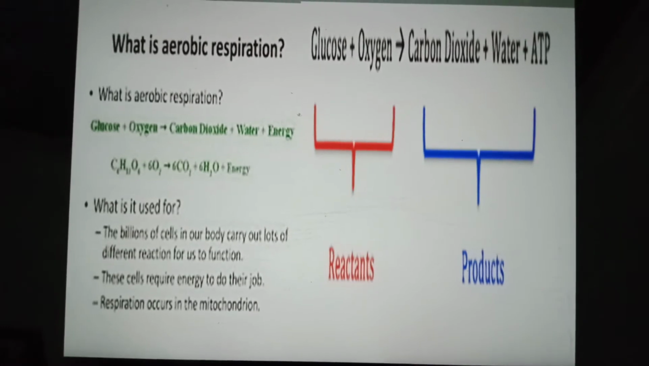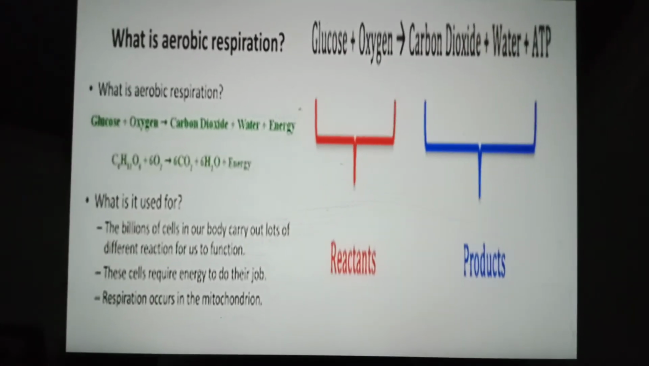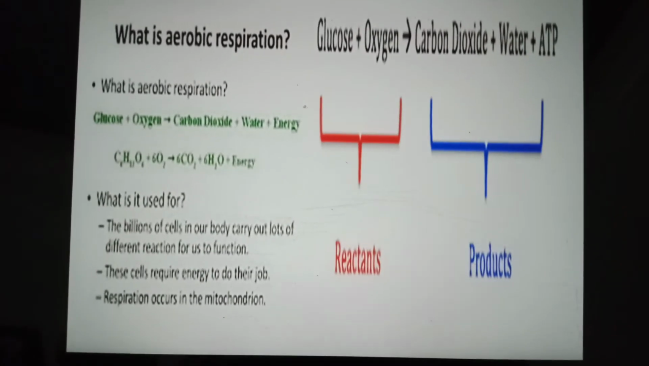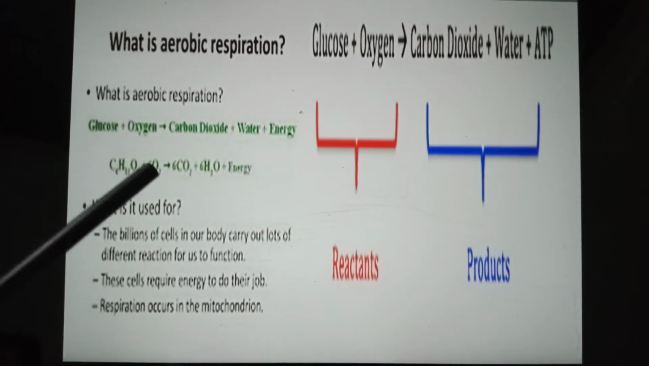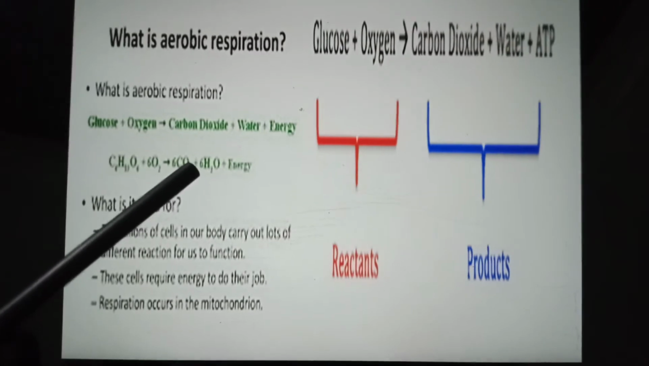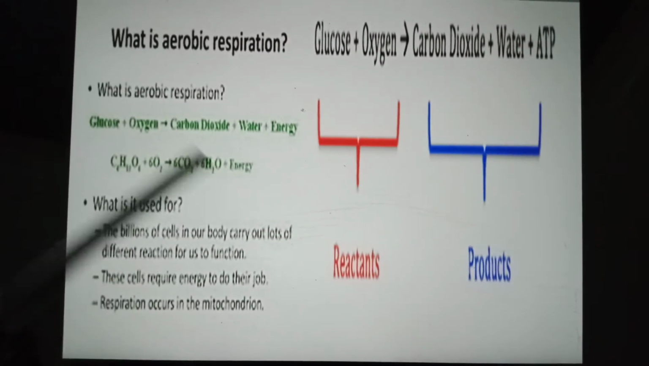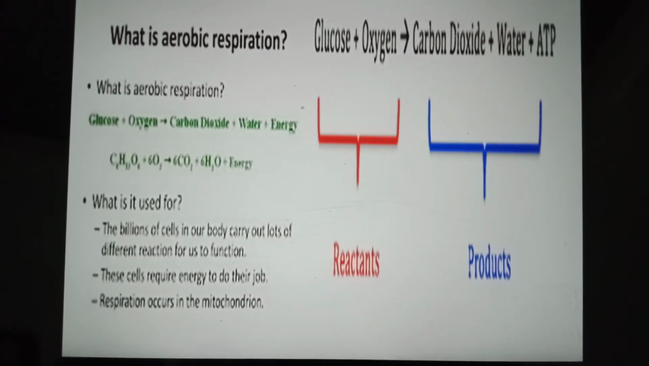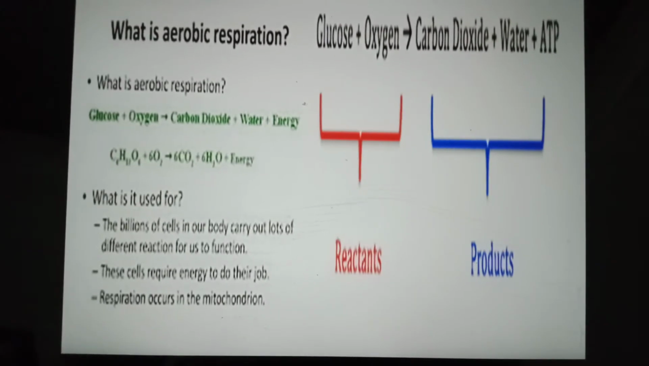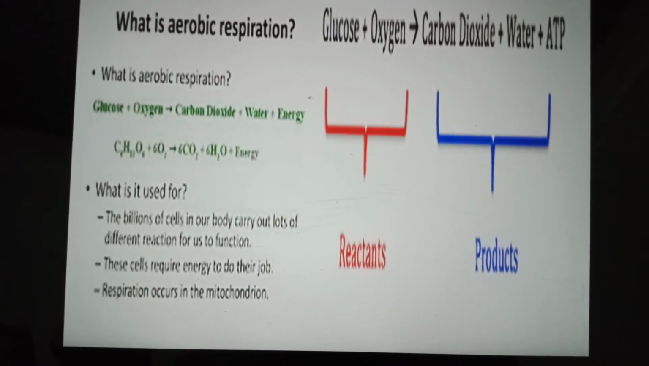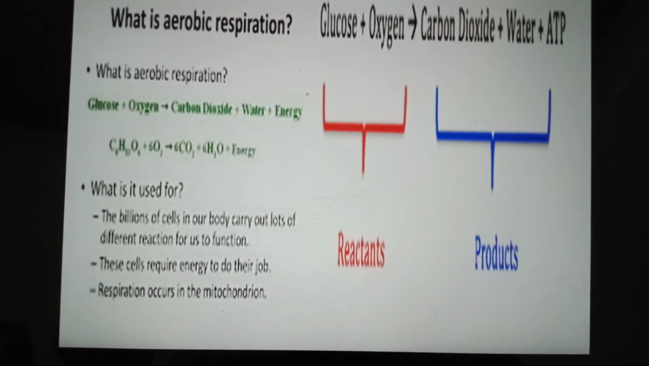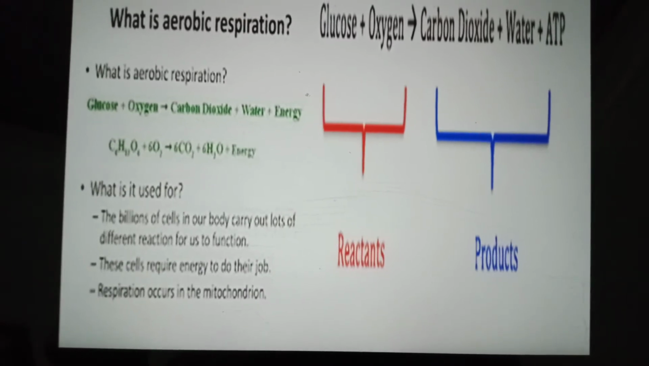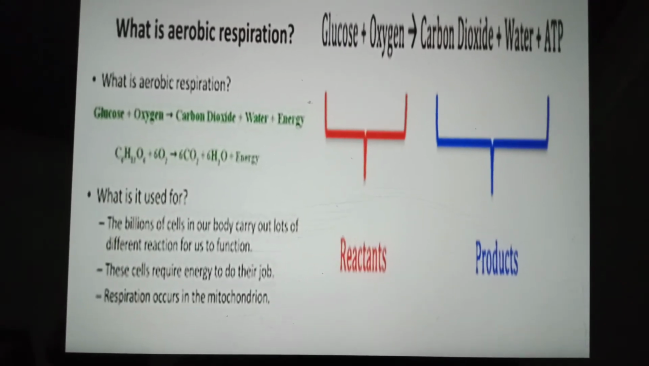and energy is released. So the word equation would be C6H12O6 plus 6O2 gives us 6CO2 plus 6H2O plus energy. What is it used for? The billions of cells in our body carry out lots of different reactions for us to function. These cells require energy to do their job. Respiration occurs in the mitochondria.